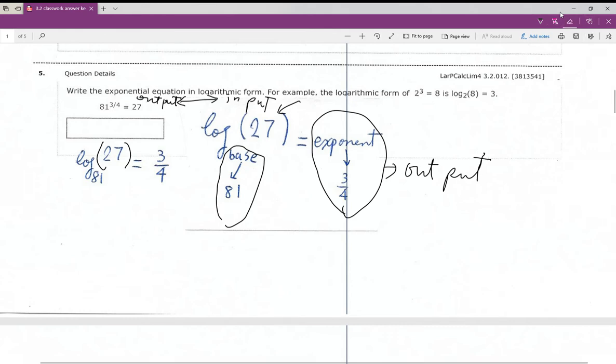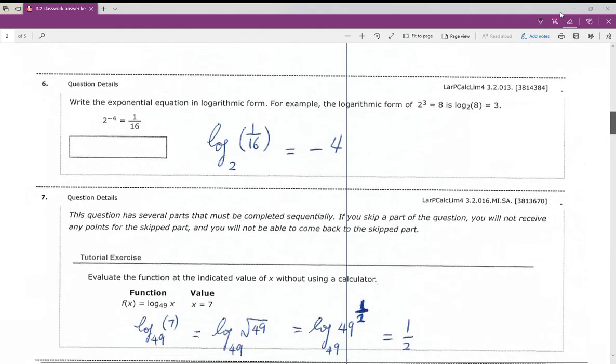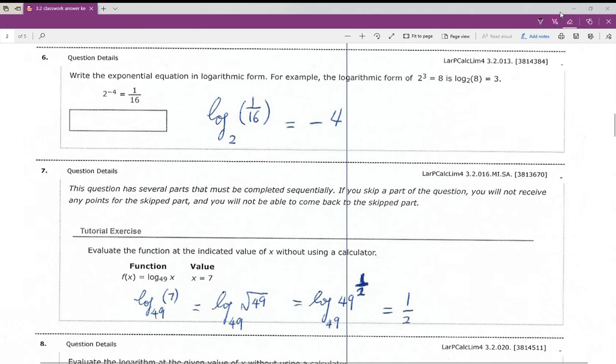Let me erase all my writing, to make it easier to read. This is easy. I don't need to write down so many things here. Number 6, same idea. This is an exponential equation. So the base is 2, and the result, the output, becomes input here, and the input, the exponent, becomes the output.